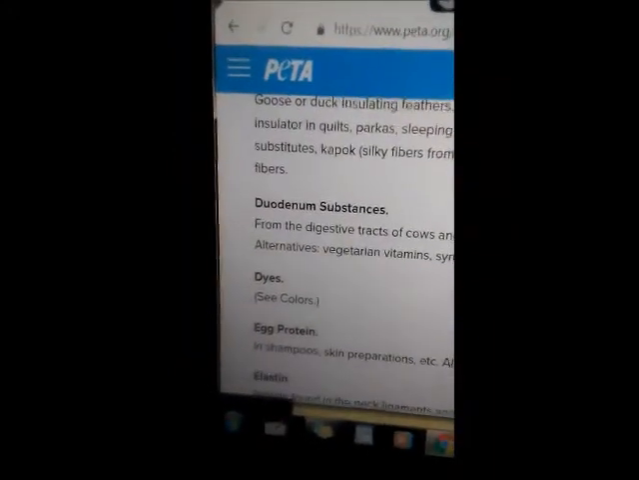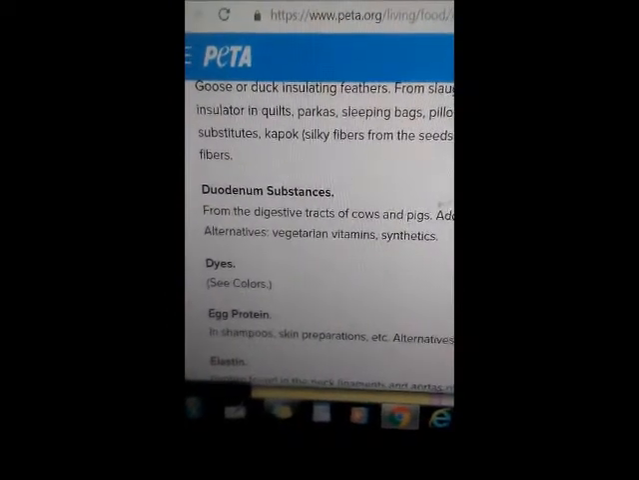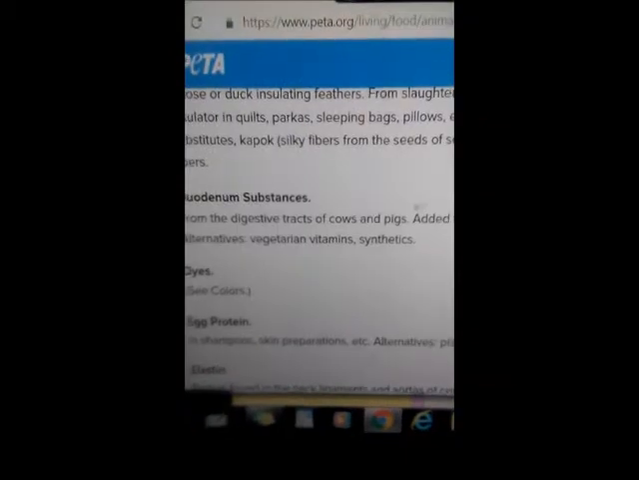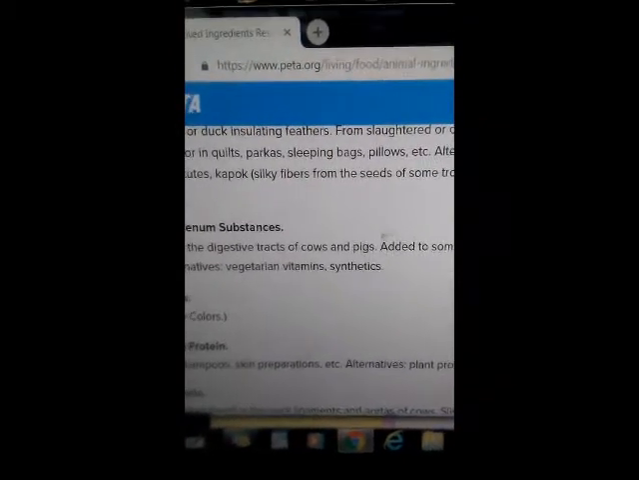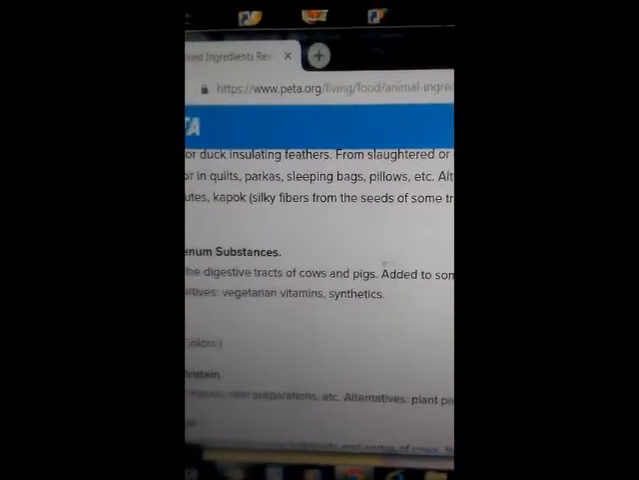Okay, here's another one. I don't know how to pronounce that. It's duodenum substances from the digestive tracts of cows and pigs, added to some vitamin tablets and some medicines. Alternatives: vegetarian vitamins or synthetics.